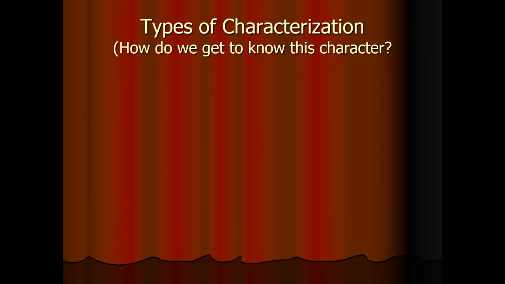And basically there are 2 types of characterization. Again, this has to do with how we get to know a character, in the same way you get to know your friends. How do you get to know what your friend's character is like, what their personality is like? You know it by what they say, what they do, the thoughts they share, the effects they have on other people. And in written literature, there are a couple of different ways.